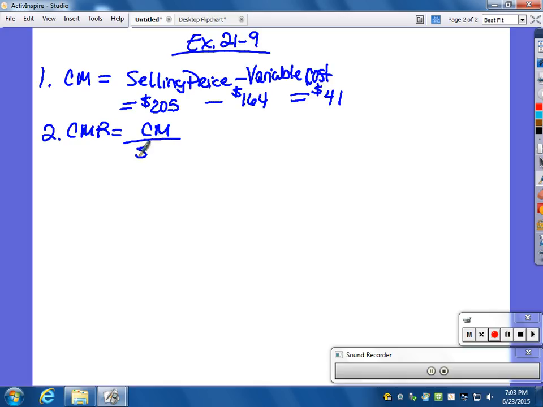Divided by sales price. In this case, we had a contribution margin of $41 divided by what? 205, which gave us a contribution margin ratio of what? 20%. Now three, what does that imply? What does the contribution margin of 20% imply?